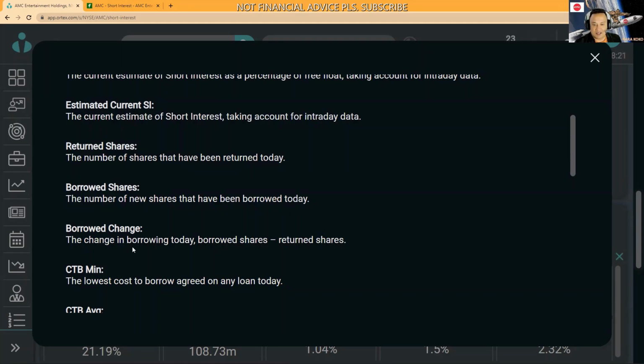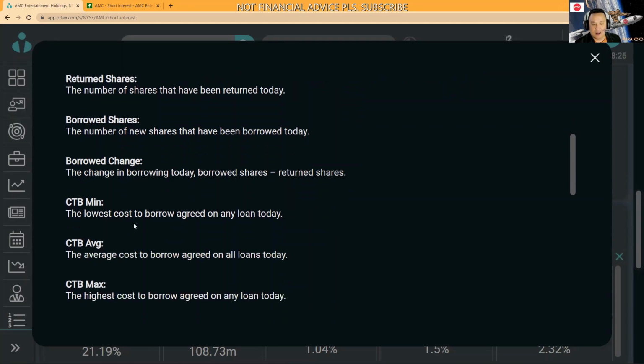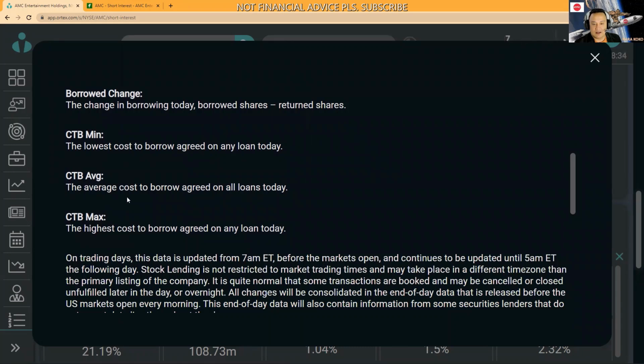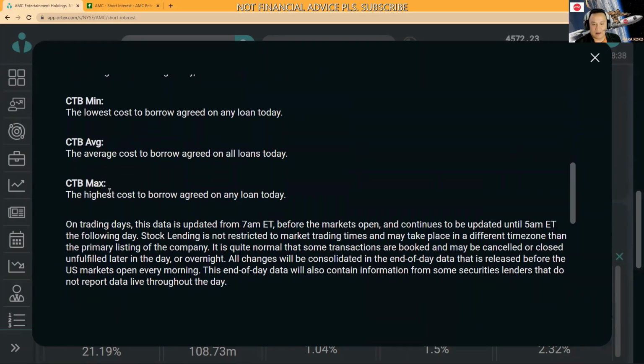Borrowed change: the change in borrowing today. Borrowed shares, returned shares. Cost to borrow minimum: the lowest cost to borrow agreed on any loan today. Cost to borrow average: the average cost to borrow agreed on all loans today. Cost to borrow max: the highest cost to borrow agreed on any loan today.